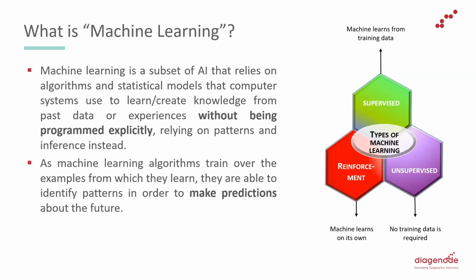The second type of machine learning is unsupervised machine learning, where no training data is required. That's mainly when we are talking about clustering or principal component analysis. And the third one is reinforcement learning, where a machine learns on its own, and that's more related to the artificial intelligence part.